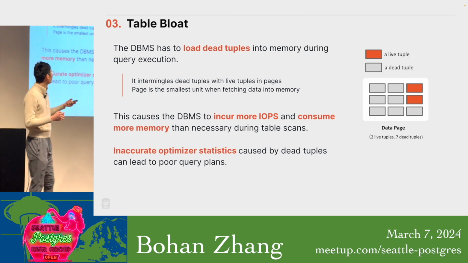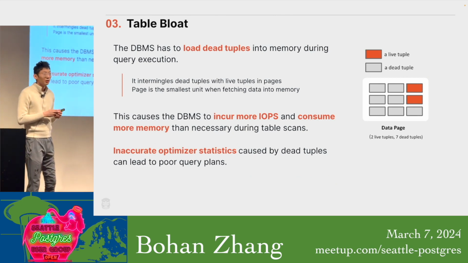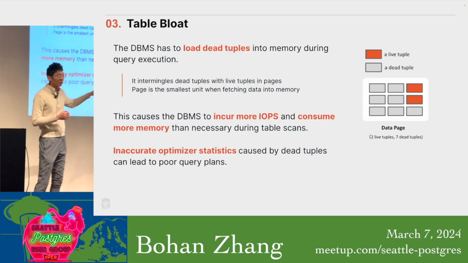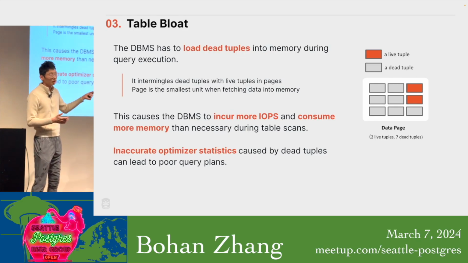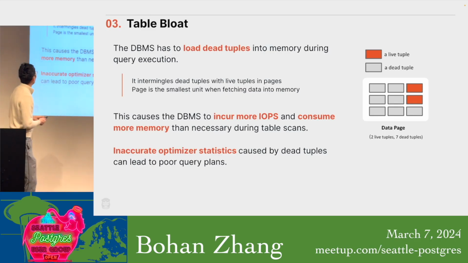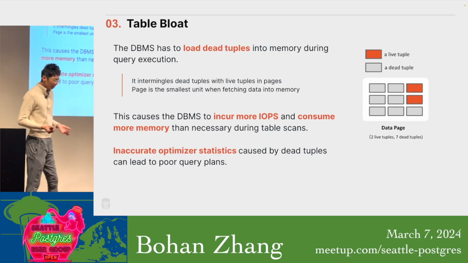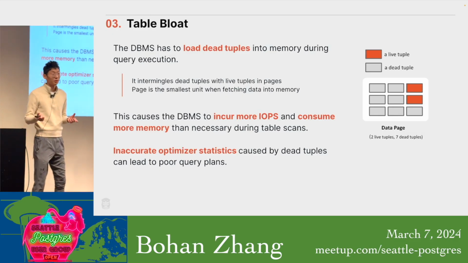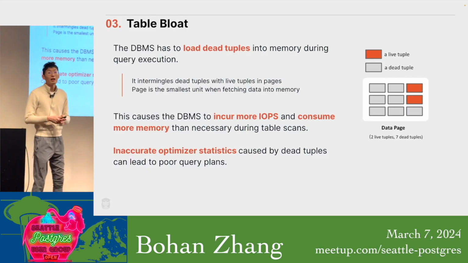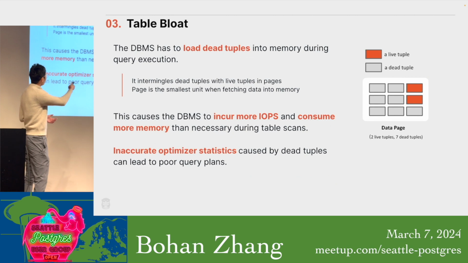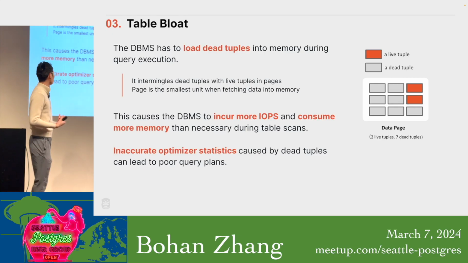However, the smallest unit the database can fetch into memory is a page. So in order to read those 2 data tuples, you need to read all tuples in the page into memory, which means it also needs to read 7 additional data tuples into memory. So you basically need to fetch more data than necessary into memory. It can increase your read IOs, cause the database to incur more IOs during the read, and consume more memory than necessary during those steps.